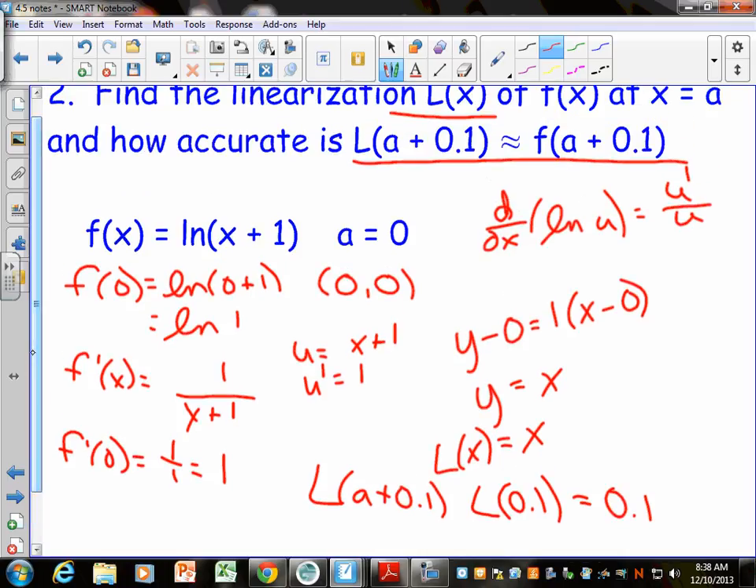And they want you to compare that to the value of the function, because the idea is these linearizations give us a pretty close estimation. So now we want to do the same thing, but plug that into the actual function. So now you're going to plug in f of 0 plus 0.1. And what would that be? 0.1 plus 1 would be 1.1.